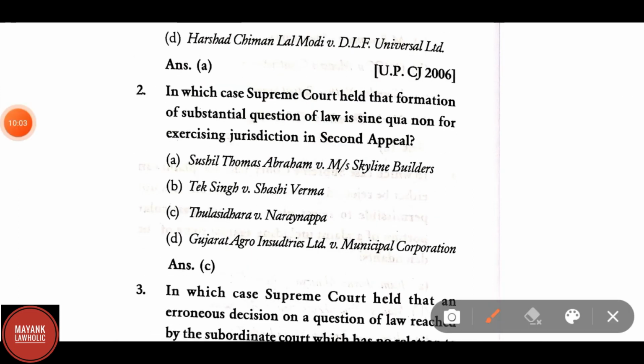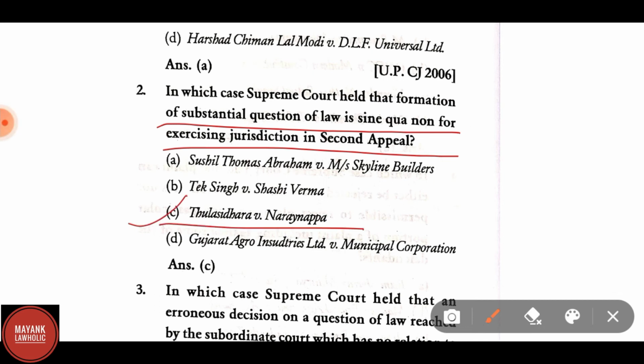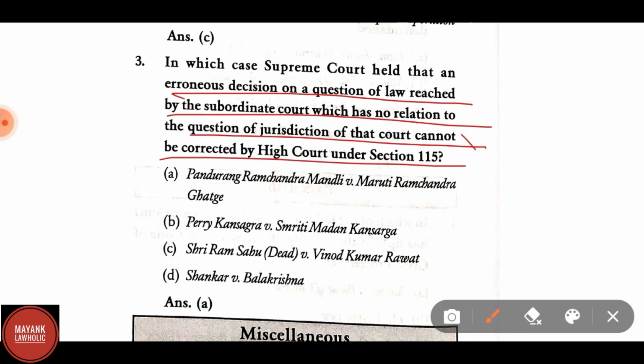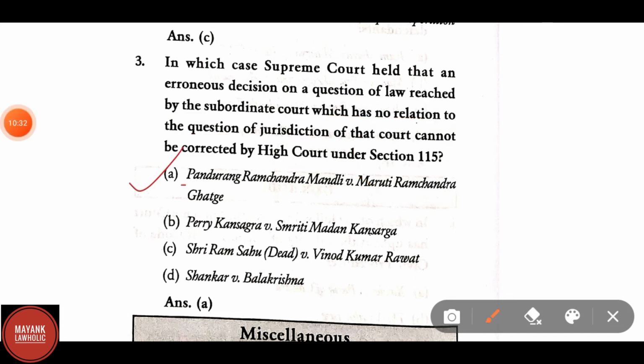In which case did the Supreme Court hold that the formation of a substantial question of law is sine qua non for exercising jurisdiction in second appeal? Correct answer is Tulsidhara versus Narayan Appa. In which case did the Supreme Court hold that an erroneous decision on a question of law reached by the subordinate court, which has no relation to the question of jurisdiction of that court, cannot be corrected by the High Court under Section 115? Here the correct answer is Pandurang Ramchandra Mandali versus Maruti Ramchandra Ghagte.